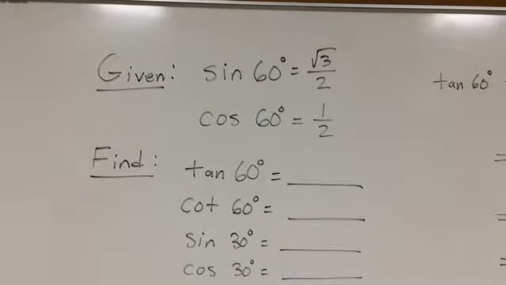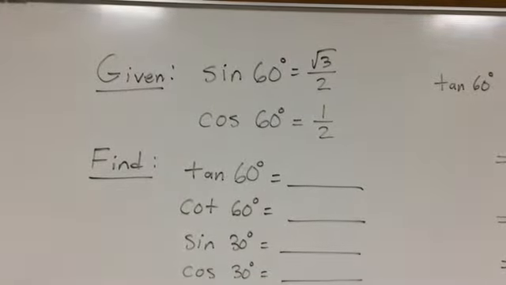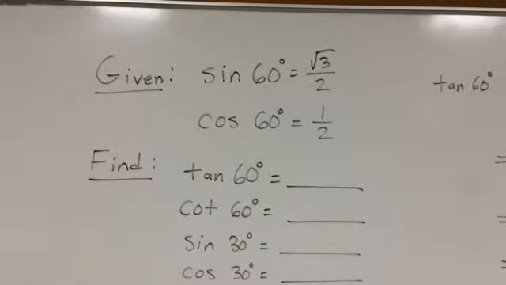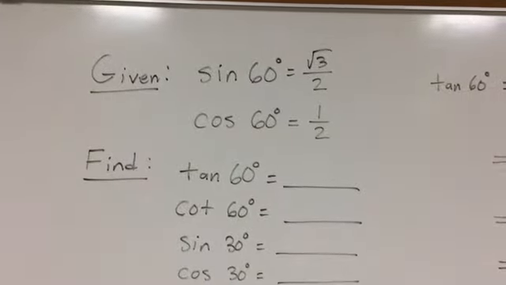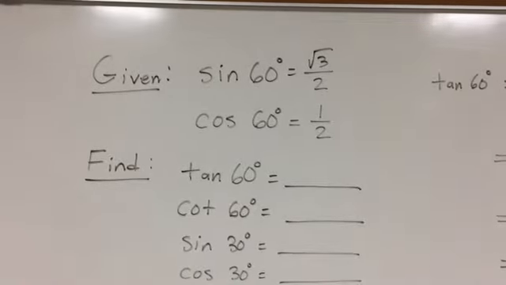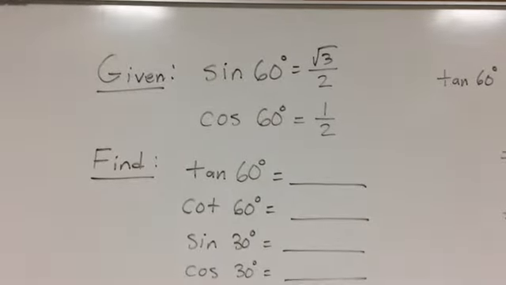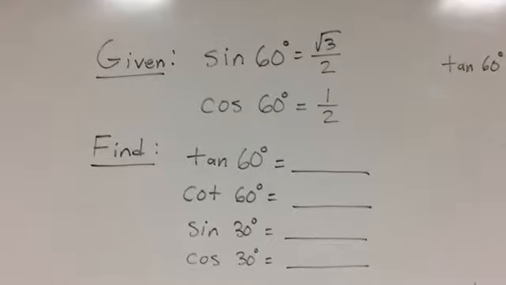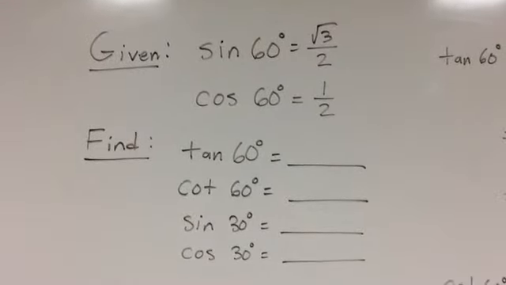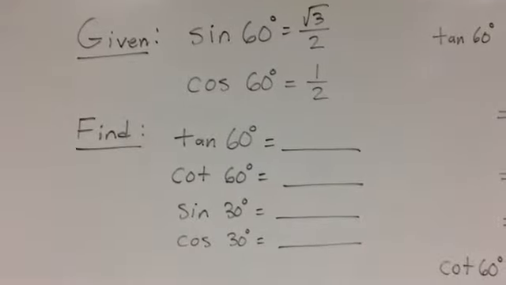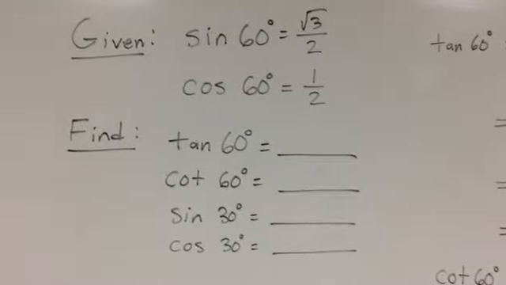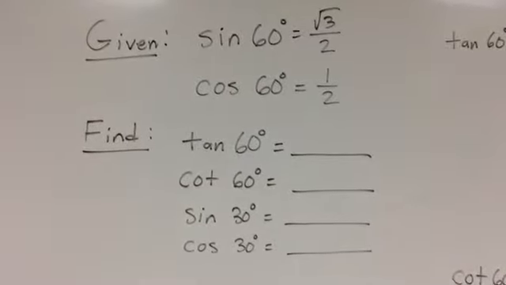For this first problem, we are given that the sine of 60 degrees is equal to square root of 3 over 2, and the cosine of 60 degrees is 1/2. We know these from our 30, 60, 90 triangle. They want us to calculate the tangent of 60, cotangent of 60, sine of 30 degrees, and cosine of 30 degrees.